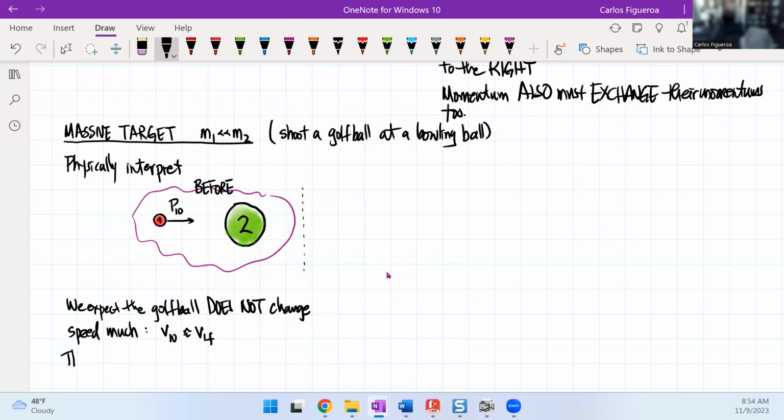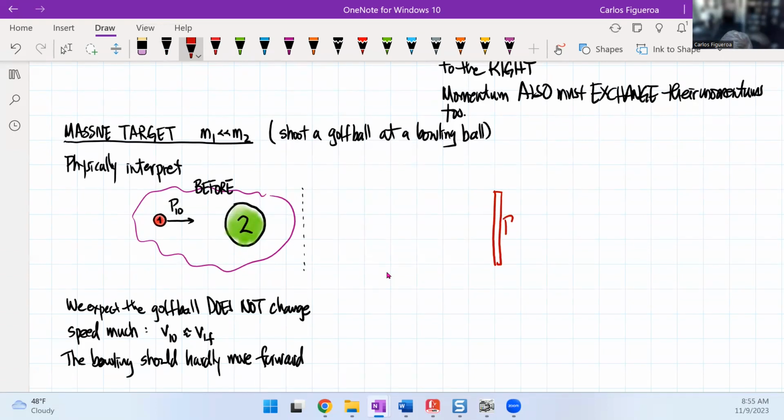The bowling ball should hardly move forward, right? That's kind of what we would expect to happen here. So now, if I look at this picture, what do I see momentum-wise? Okay. So I have a momentum. Let's say that this guy has this amount of momentum initially. So this is the momentum of P1 initial. And because the bowling ball is fixed in place, we know that it has zero momentum.